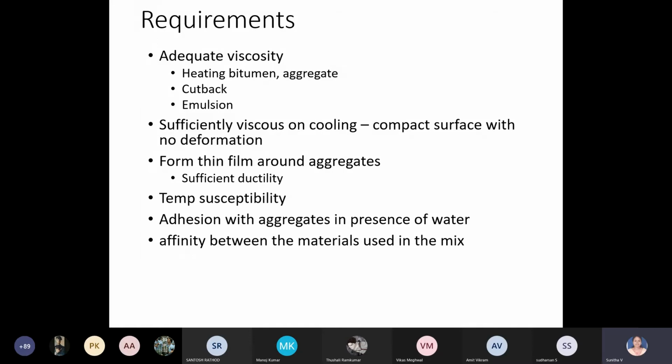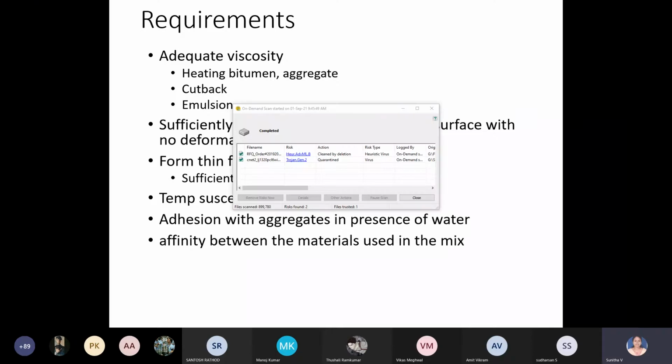It should not be too much bitumen. The bitumen should be able to cover the entire aggregate with a thin film. For that you have to do the ductility test, to know how ductile the bitumen is, or how much you can stretch this material.